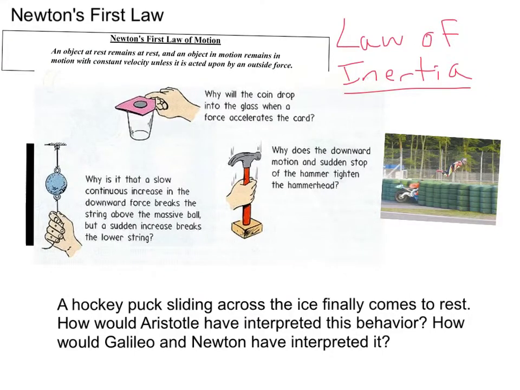So here's three questions to think about before coming to class next. I've got this coin right here, and I've got a card right there, and a cup here. Will this coin drop into the glass when some force accelerates that card? Here, this is called an inertia ball. Why is it that a slow continual increase in the downward force breaks the string above the ball, but a sudden force increase breaks the lower string?